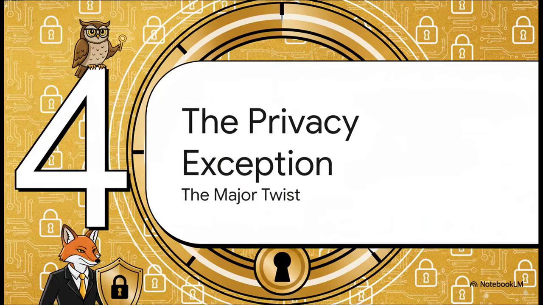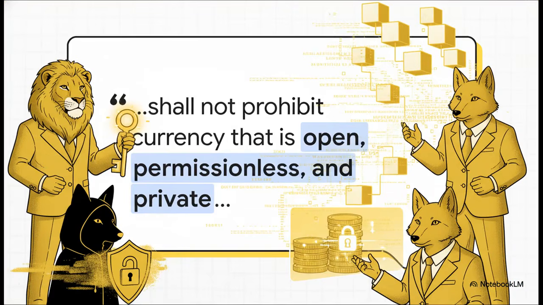And this is where things get really, really interesting. The very next part of the law carves out this huge exception to that total ban we just saw, and the whole thing pivots on one single critical idea: privacy. Now, the exact wording here is everything. The law says the ban does not apply to any digital dollar that is, and I quote, open, permissionless, and private. So what does that mean? Open and permissionless means anyone can use it without getting approval, just like cash. And private means it has to protect your privacy in the exact same way that physical cash does.